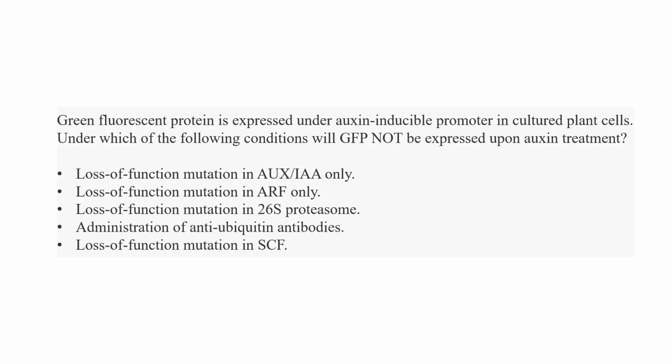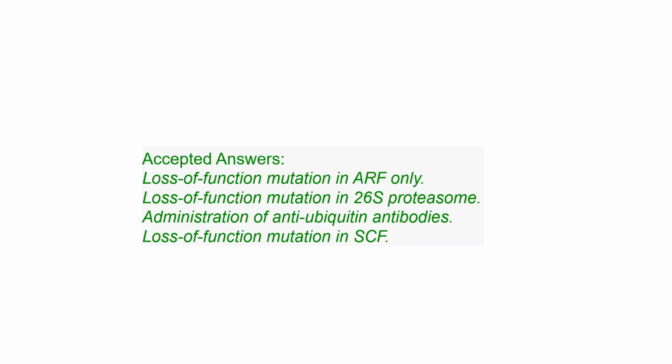So, what is the correct answer for this question? The correct answers are loss of function mutation in ARF only, loss of function mutation in the 26S proteasome, administration of anti-ubiquitin antibodies, and loss of function mutation in the SCF. So, the concept behind this is that the auxin is present, it causes ubiquitination and degradation of the repressor molecules, and ARF is the auxin response element.